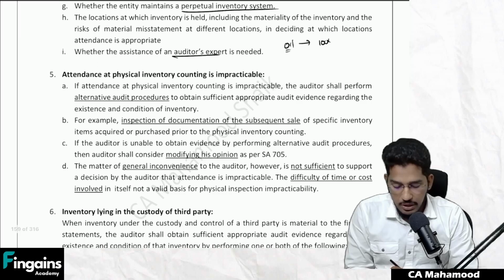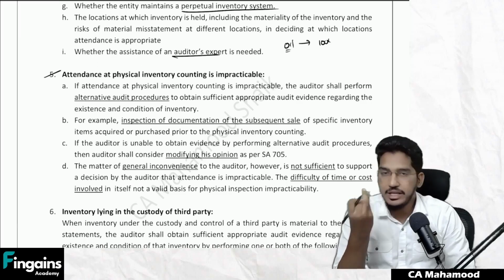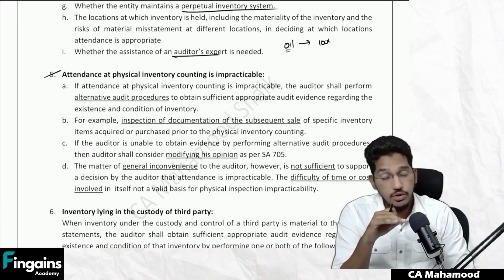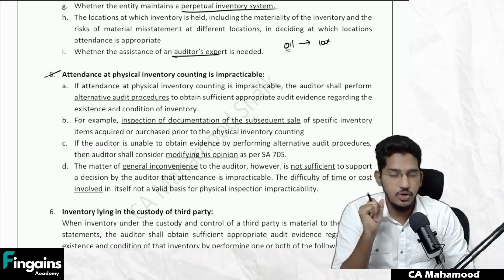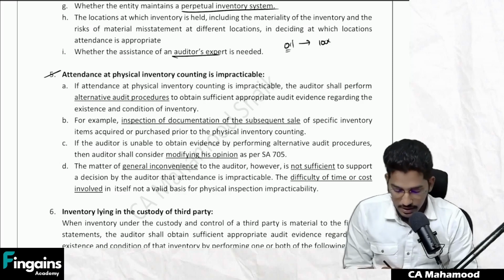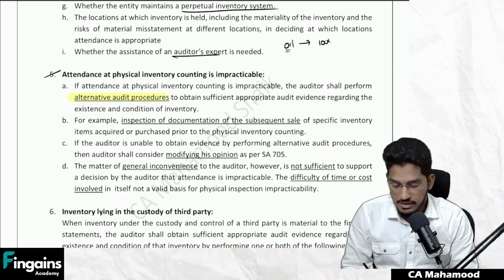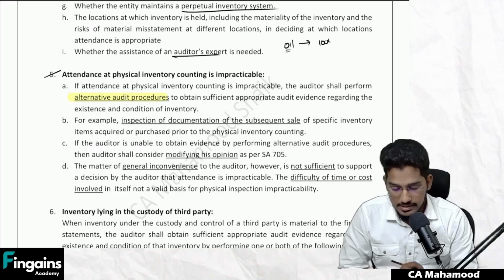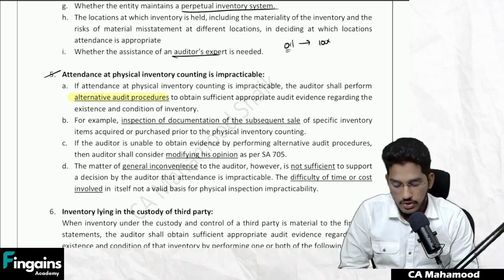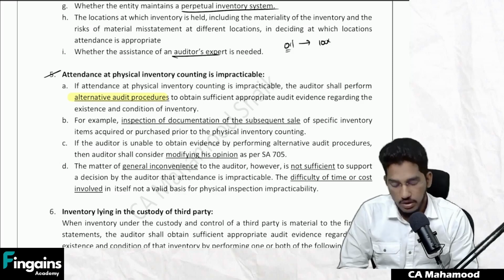Attendance at physical inventory counting is impracticable. Sometimes what happens is that management did the inventory counting and I did not go. I thought of doing inventory verification on some alternative date, but that did not happen and it has become highly impracticable. Now what should I do? You should perform alternative audit procedures. If attendance at physical inventory counting is impracticable, the auditor shall perform alternative audit procedures to obtain sufficient appropriate audit evidence regarding the existence and condition of inventory.